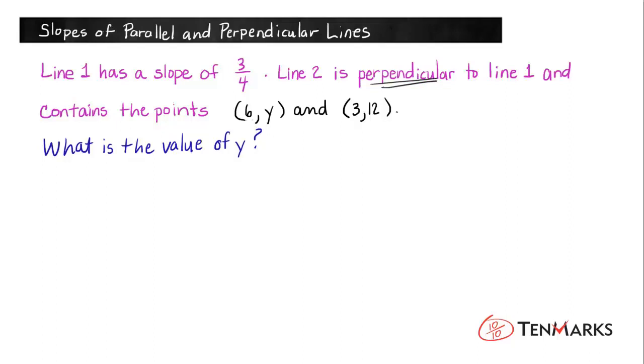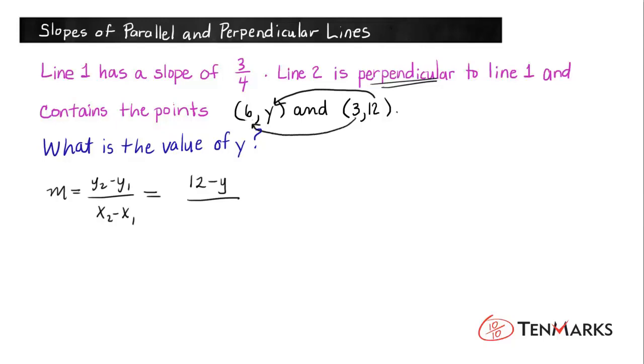Okay, let's use the same procedure as we did in the last question. So we'll have m equals y2 minus y1 over x2 minus x1, and we'll just plug in the values that we have. So we've got 12 minus y for our numerator and 3 minus 6 for our denominator. And we'll go ahead and simplify this denominator. So in the numerator we have 12 minus y, and in the denominator we have a negative 3. That gives us the first half of an equation that we can use to solve for y.